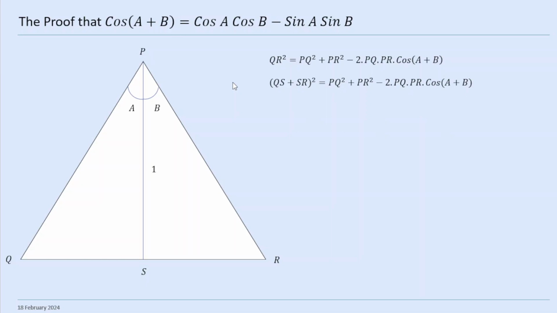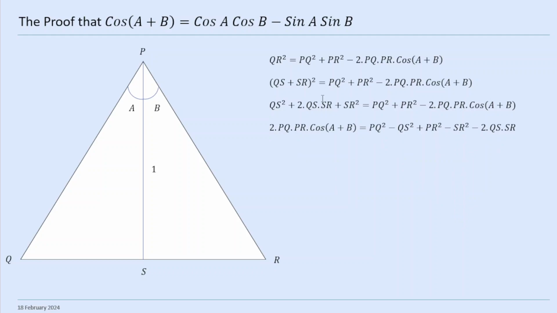And then we note that QR is QS plus SR. So we just substitute that and then square that up: QS squared plus 2 QS SR plus SR squared. And then, and actually Andy pointed this out in a message to me, it's a really good point. So we're going to subtract QS squared from both sides and SR squared from both sides.